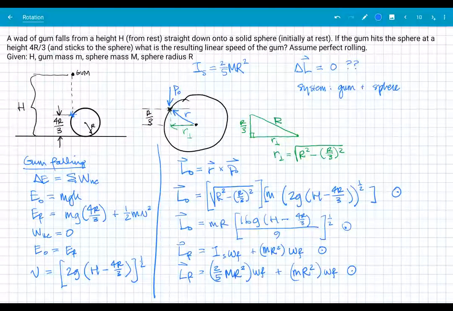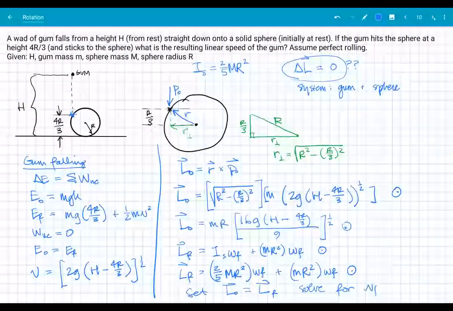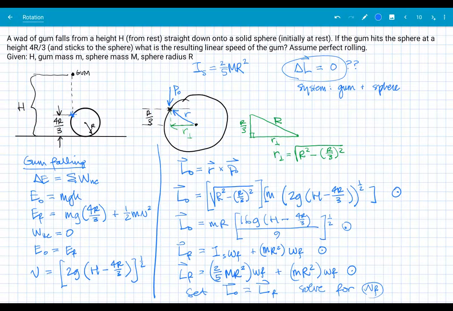And now, since we've made our argument that we can use conservation of angular momentum because we're looking at just the moment right before and right after the collision, we can set my initial angular momentum equal to final angular momentum. We want to solve for, notice that we're being asked for the linear speed, V final. That means that we also need to remember that V final is equal to R times omega final, just that relationship between the linear and angular quantities.